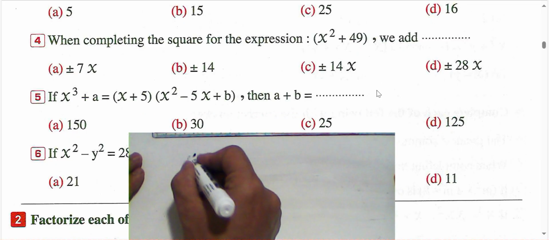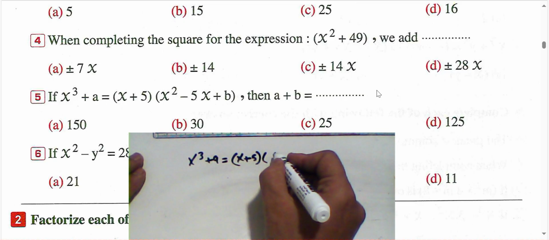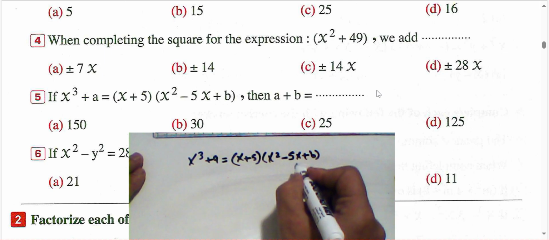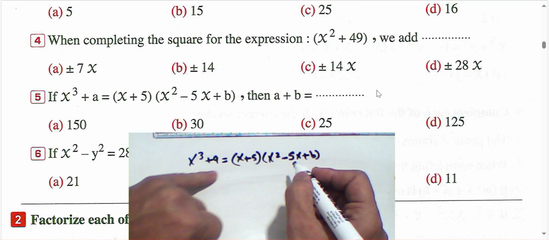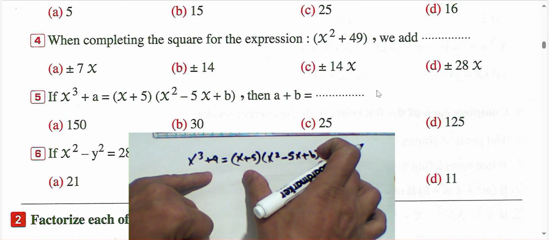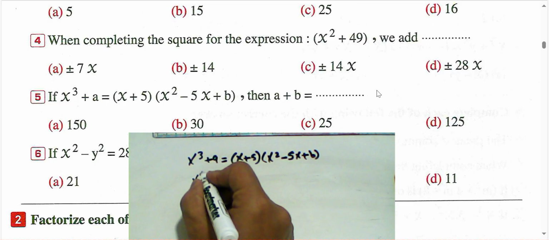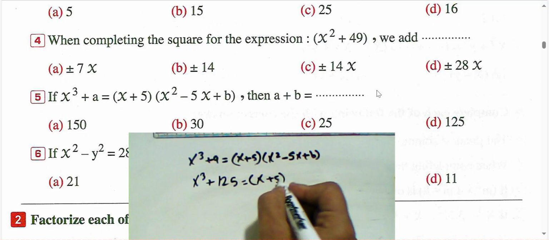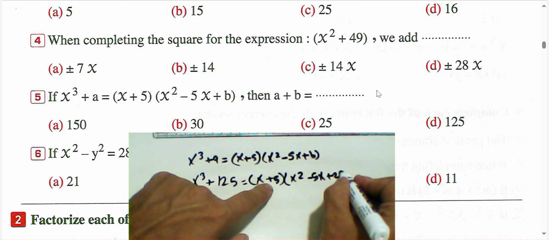If x power 3 plus a equal x plus 5 product by x power 2 minus 5x plus b, we want to find the value of b. We have the cube root of a plus x power 3. We can write this expression, we have 5 times 5 times 5 equal 125. Okay, then x power 3 plus 125 equal x plus 5 product by x power 2 minus 5x plus 5 power 2, it will be 25.